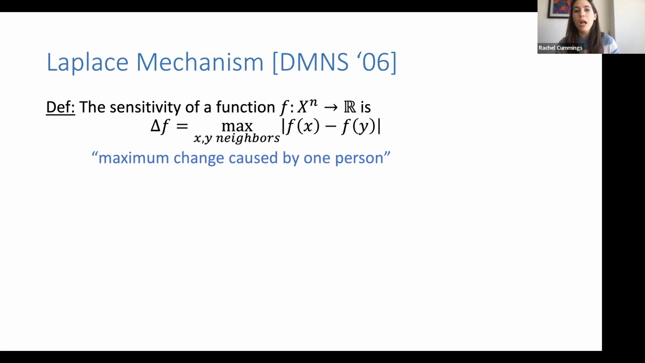As an example, let's think that we're computing the mean of bits, and I have n people and they each have a bit. Well, then in the worst case, changing one person's bit, maybe from a 0 to a 1, will change this value by 1 over n. And so in that case, the delta f would equal 1 over n. However, of course, you can think of lots of other functions. They're going to have lots of other sensitivity values. And so this is a way of making this fully general.